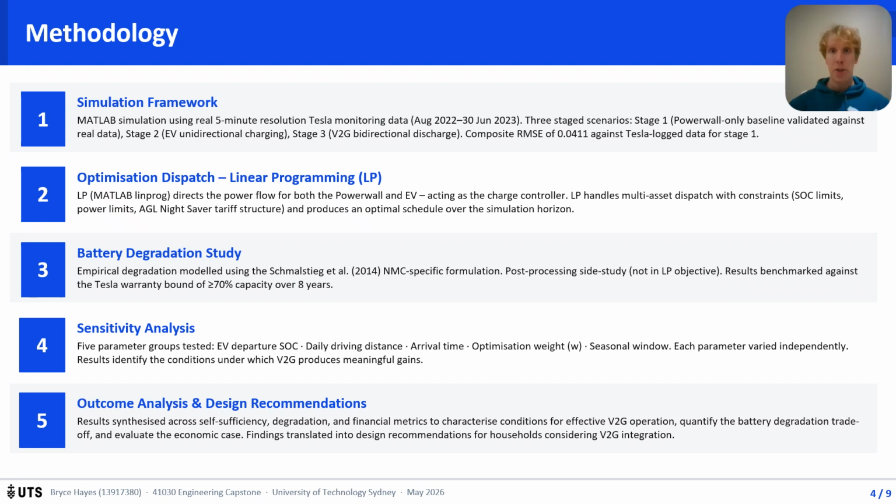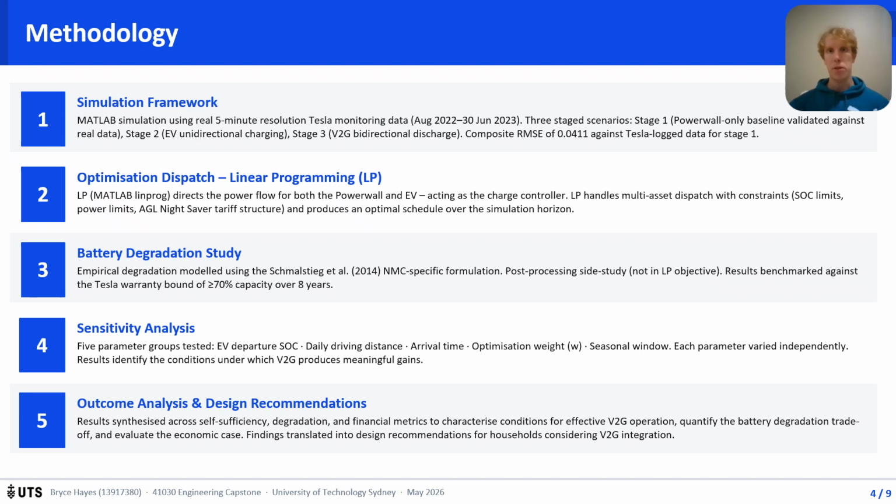In terms of the energy flow to and from the home battery and the EV, this will be directed via an algorithm which was chosen as the linprog function in MATLAB, so linear programming. The system was therefore formulated as a constrained optimization problem with constraints which the solver must adhere to. In addition, battery degradation was also modeled as a key part of this study, evaluating the state of health and capacity loss over the simulation horizon, and that is compared to the battery's respective warranty bounds.